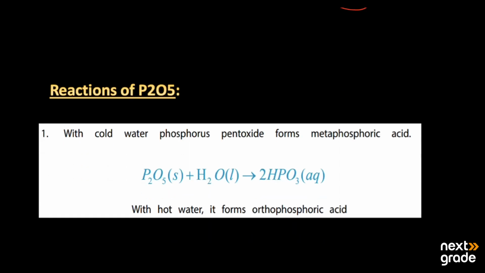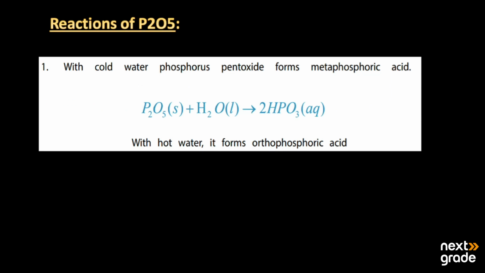After this, we have the reactions of phosphorus pentoxide. The first reaction is with water. When cool water reacts with phosphorus pentoxide, P2O5, which contains 5 oxygen atoms, it forms the acid called metaphosphoric acid, HPO3, and its aqueous solution is formed.